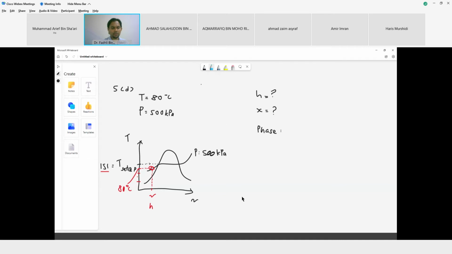Okay. So meaning that this point is located in compressed liquid region. Okay. This here is compressed liquid region. Yang di sini semua compressed liquid region. So therefore the phase for this case is compressed liquid region, compressed liquid phase. Compressed liquid.